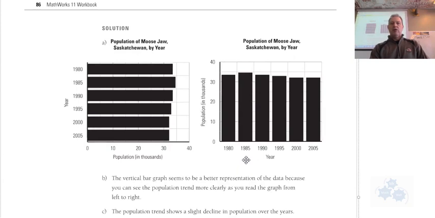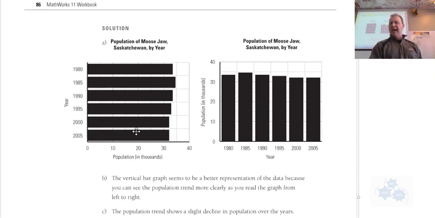Population of Moose Jaw over time. Now, which one do you like better? Horizontal. Yeah, wait. Is this horizontal? Horizontal is sideways, kind of like the horizon. Vertical is up and down. Vertical. So I think most of us are kind of nodding our heads saying vertical. You like vertical better? Okay.